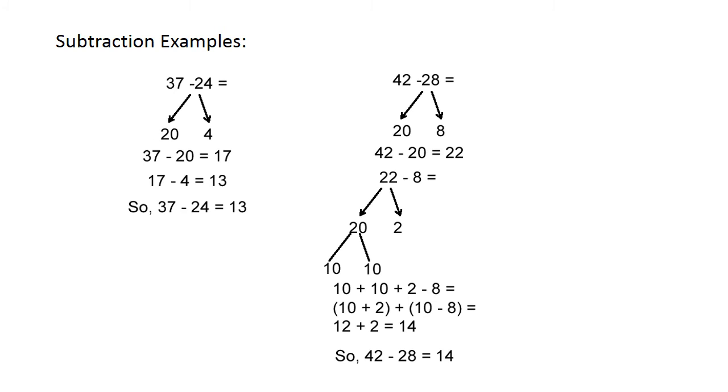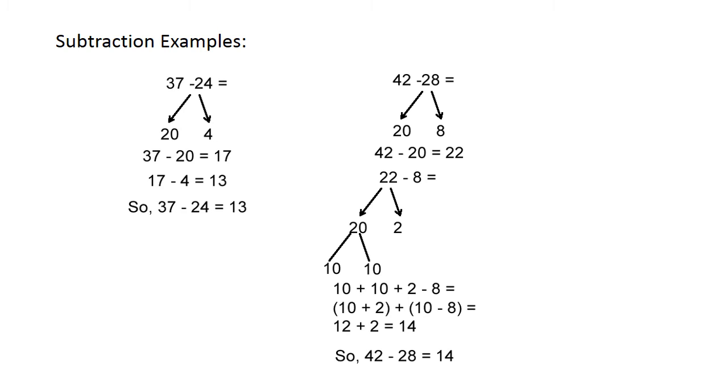Subtraction examples. 37 minus 24. 24 can be thought of as being 20 plus 4. 37 minus 20 equals 17. 17 minus 4 equals 13. So 37 minus 24 equals 13. Now for a harder example.